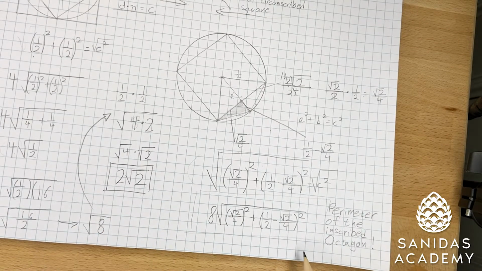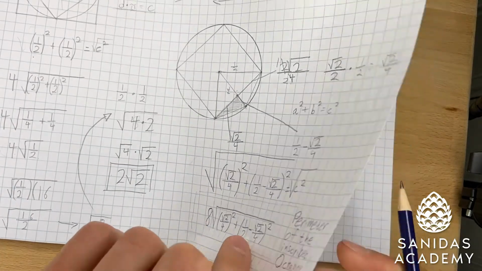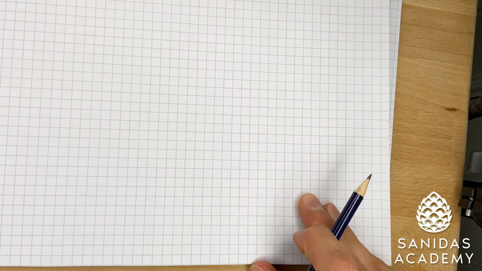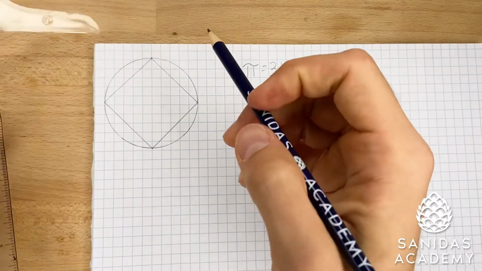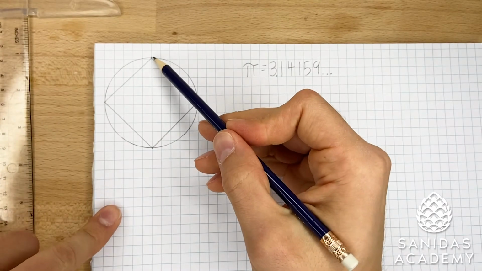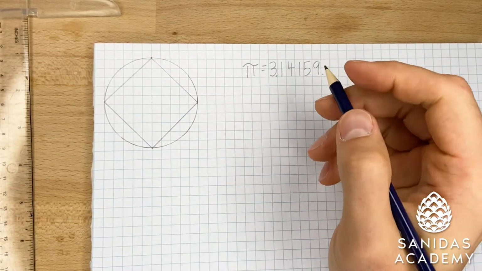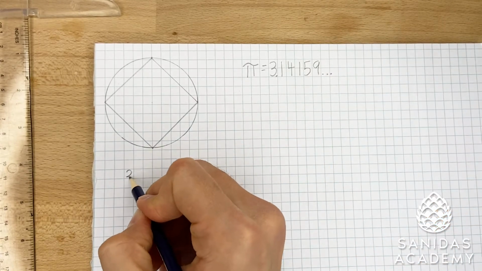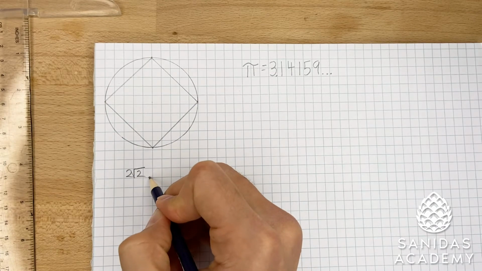Got it? All right, let's go to the next page and solve this expression. So what we did was we found the perimeter of this inscribed square, right? And the perimeter of the inscribed square was 2 square root of 2. So we had 2 square root of 2, right? Let's put a comma there.